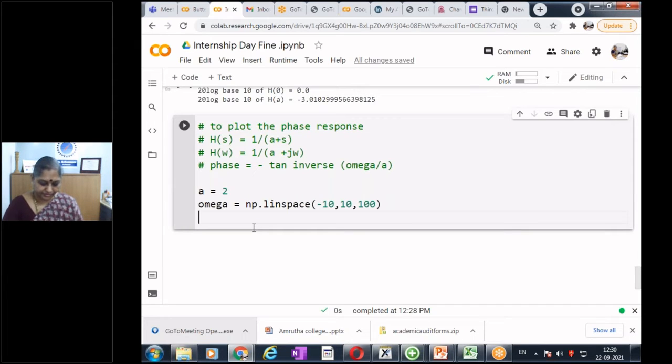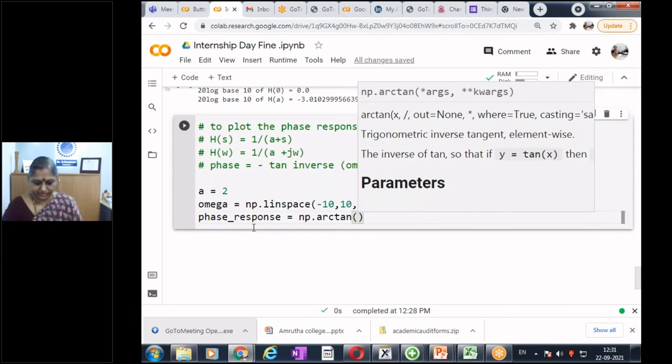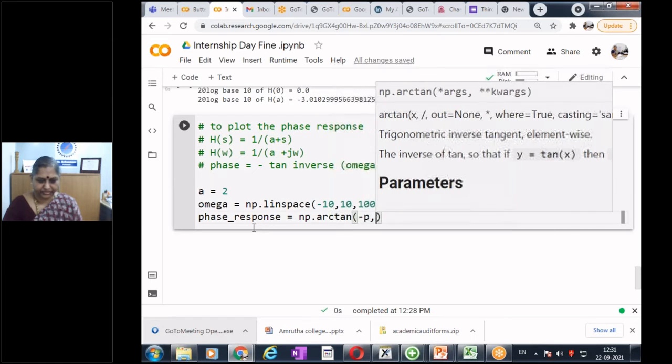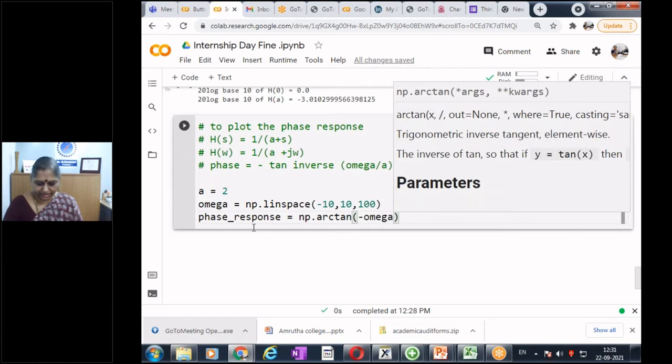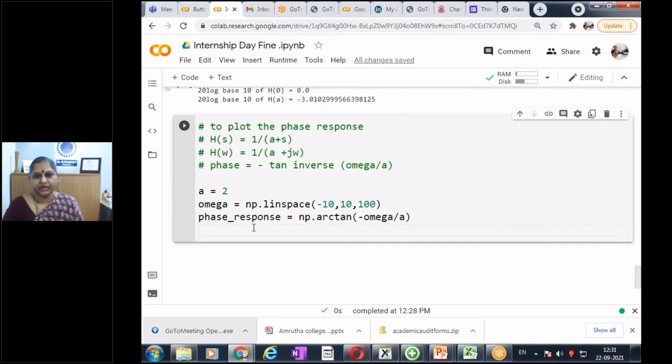Then my phase response. My phase response is given by np.arctan. What does arctan do? Tan inverse of minus omega by A. That's all. And this is going to give me my angle in radians. If I want the angle in degrees, I just multiply by 180 and divide by np.pi. Then I will get my answer in degrees.